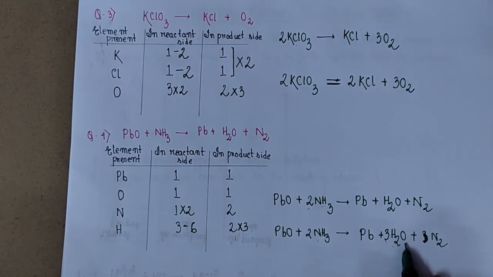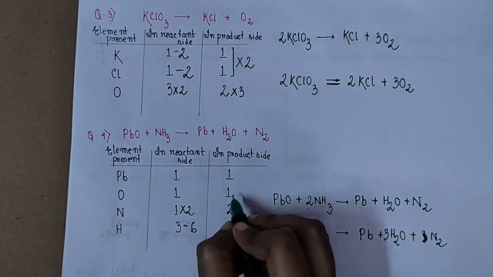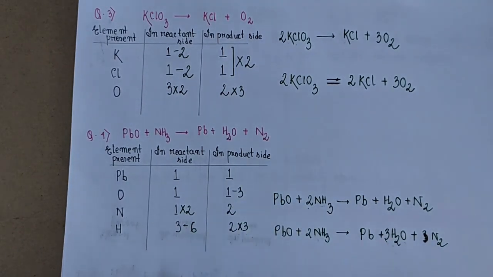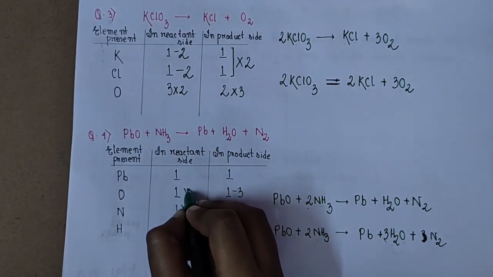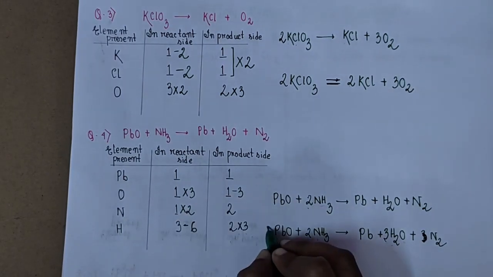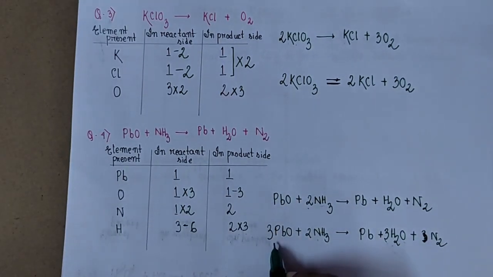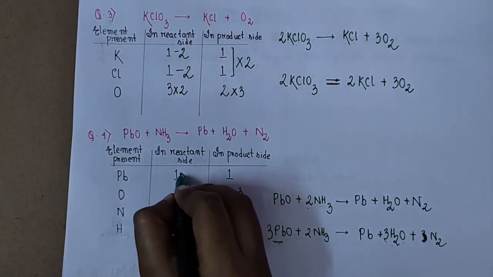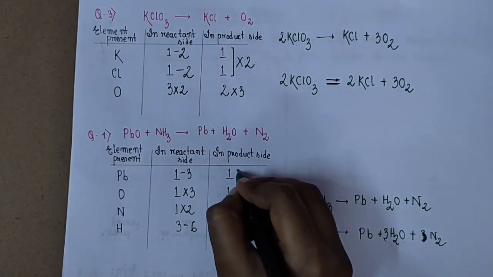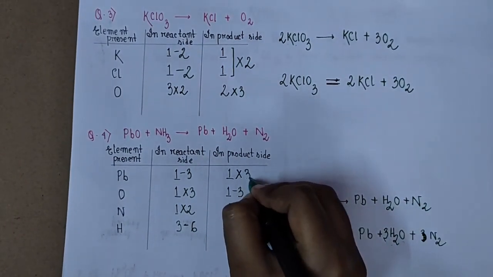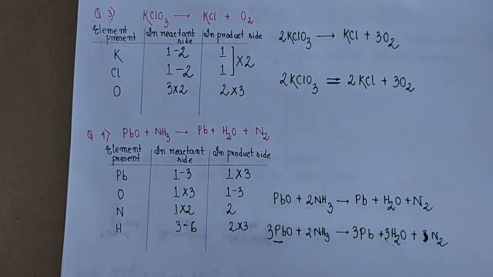Now the number of oxygen atoms in the product side is 3, but in the reactant side this is still 1. So what do we have to do? We have to multiply the reactant side oxygen with 3. So this must be 3. And now the number of atoms of lead will also change. Now this becomes 3 in the reactant side, but in the product side this is still 1. So we have to multiply the product side lead with 3. So now the equation is balanced. You can check it also.